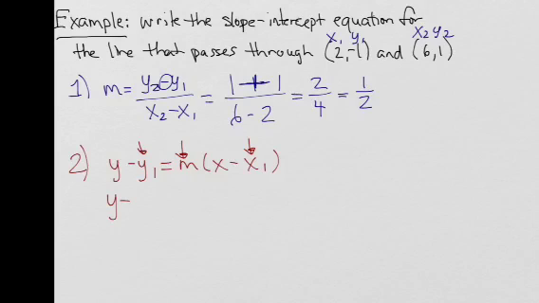Y minus my y1 number, that's again back up at the top. It's a -1, and it happened again. 2 negatives in a row act like a plus. And then equals m, which we found. It's a fraction, 1/2. And then x minus my x1 number, which was 2.